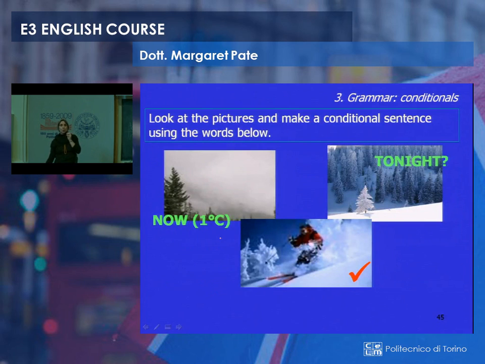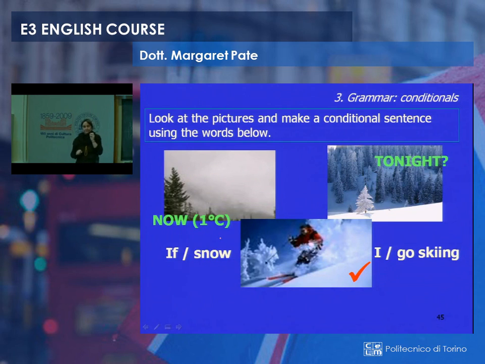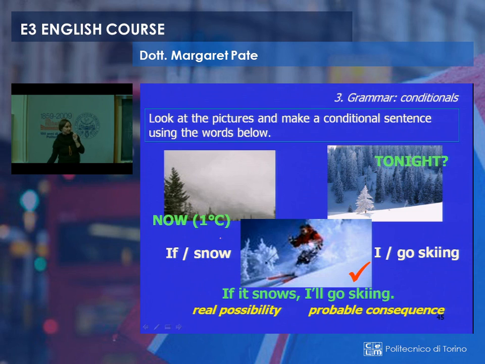So looking at the pictures, what conditional sentence can we make? All right, now it's 1 degree. We're trying to imagine how possible it is that tonight there's going to be snow. In your opinion, if it's 1 degree now, is that an unreal or a probable situation? It's probable, isn't it? That's right. So if it snows tonight, I'll go skiing, okay? Because that's my probable consequence. Real possibility.